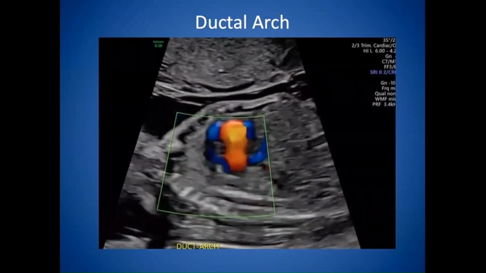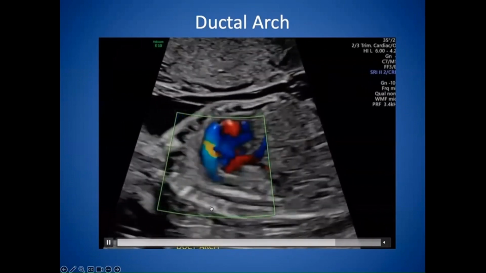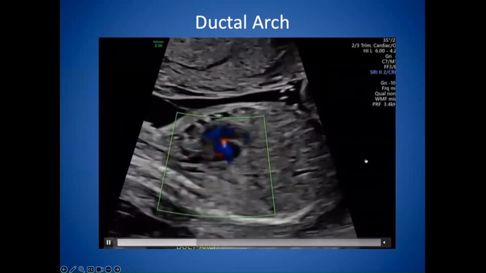And here's just using color again, looking for that flattened structure, no head and neck vessels, so I know that's my ductal arch.